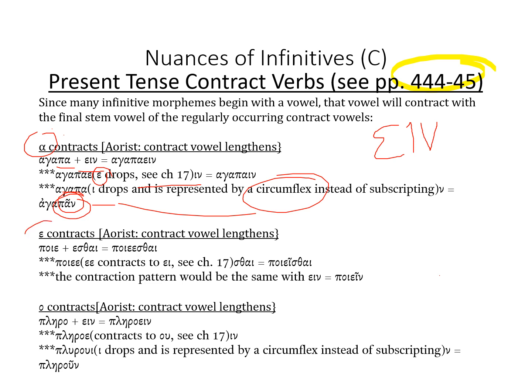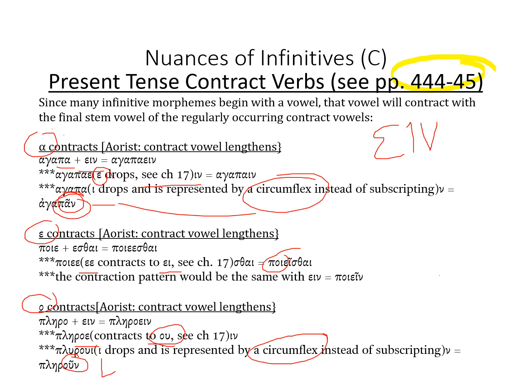When we have the epsilon contract, again, it's this contraction pattern. We have this double E, which goes to epsilon iota, and we have the circumflex over the top to let us know that a contraction is taking place. Omicron contract, we have this omicron epsilon, which goes to omicron upsilon, oo. The iota drops and is represented by a circumflex again, and you see it right there. Look back at chapter 17 for these patterns.